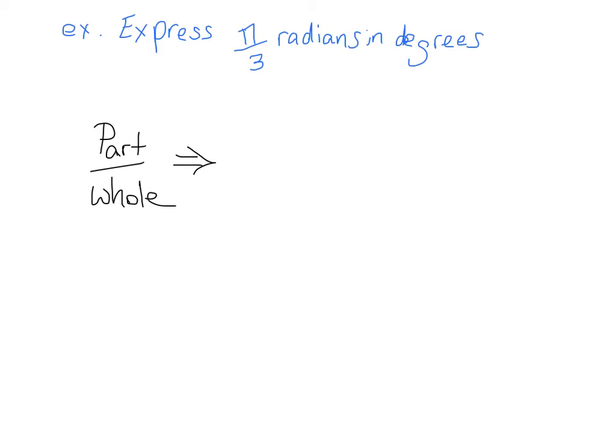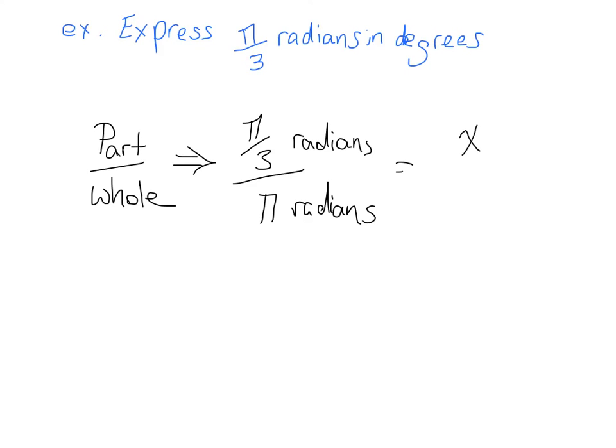So as the radians, a part is pi over 3, over the whole, which is pi. So that's the radian side. I'm doing the same thing I did before, but I'm putting down the units so you can see exactly what's happening. That is equal to part over whole. So we want to know how many degrees, over the whole, which is 180. And now we are ready to cross multiply.